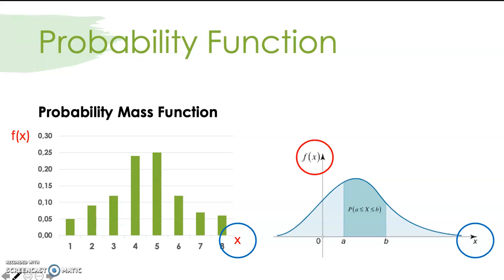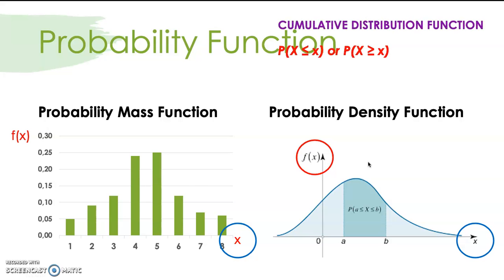If the random variable is a discrete random variable, the function is called a probability mass function. And if the random variable is a continuous random variable, then the function is called a probability density function. And these two represent the form that results from a probability mass function and the form that results from a probability density function.